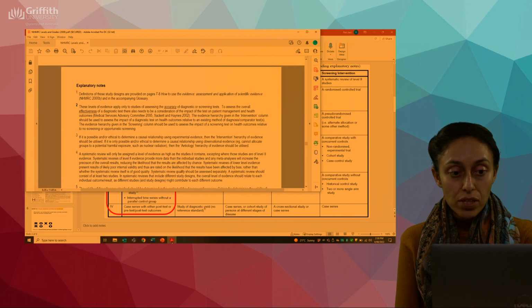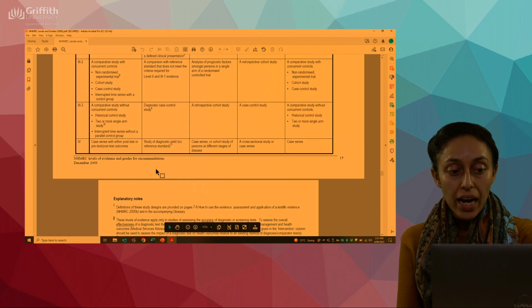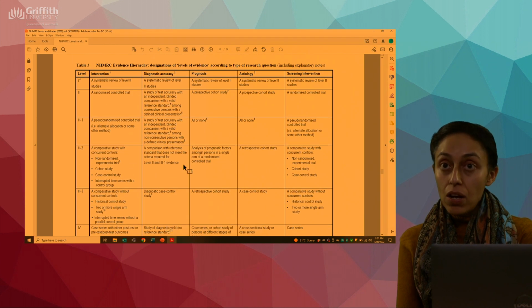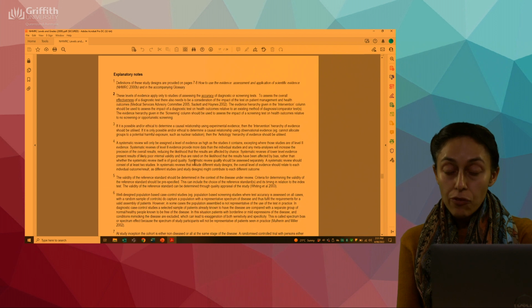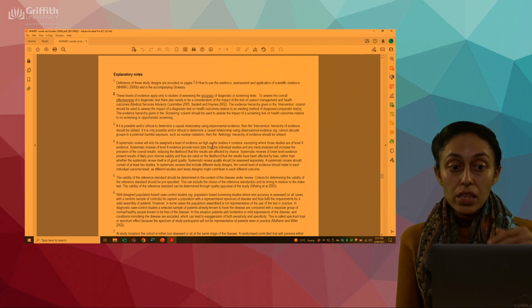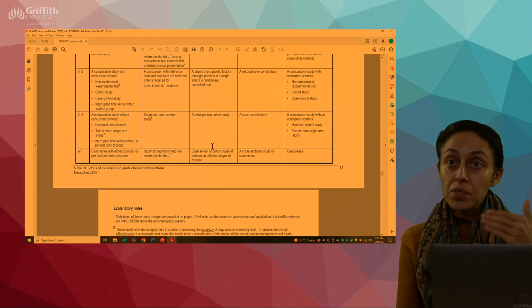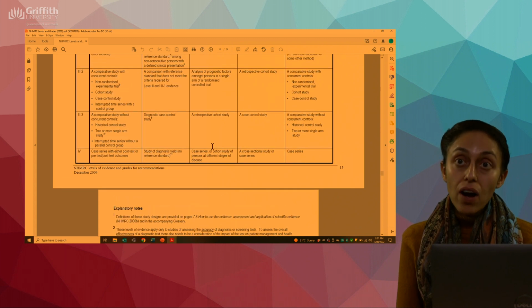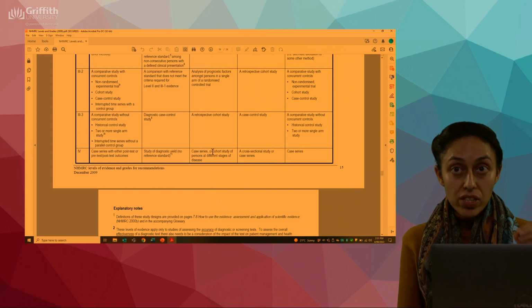I'll just share that with you. So these are the explanatory footnotes behind this table. This is the table where I copy pasted it from, and these are the footnotes to this table. Please read these footnotes. This table will make a lot more sense to you, and you will end up selecting the right kind of articles for your assignment if you have a better understanding of this table.